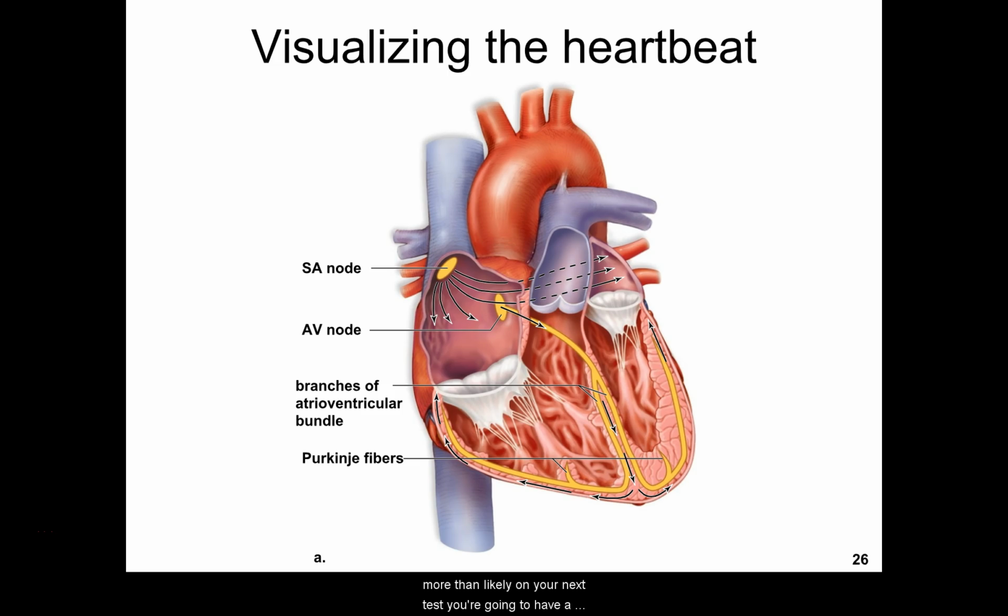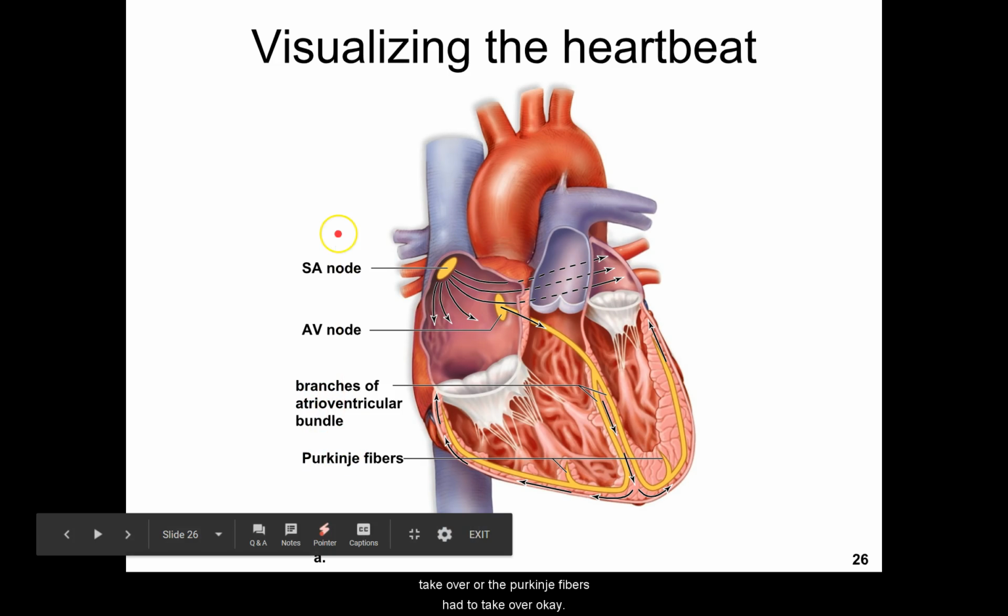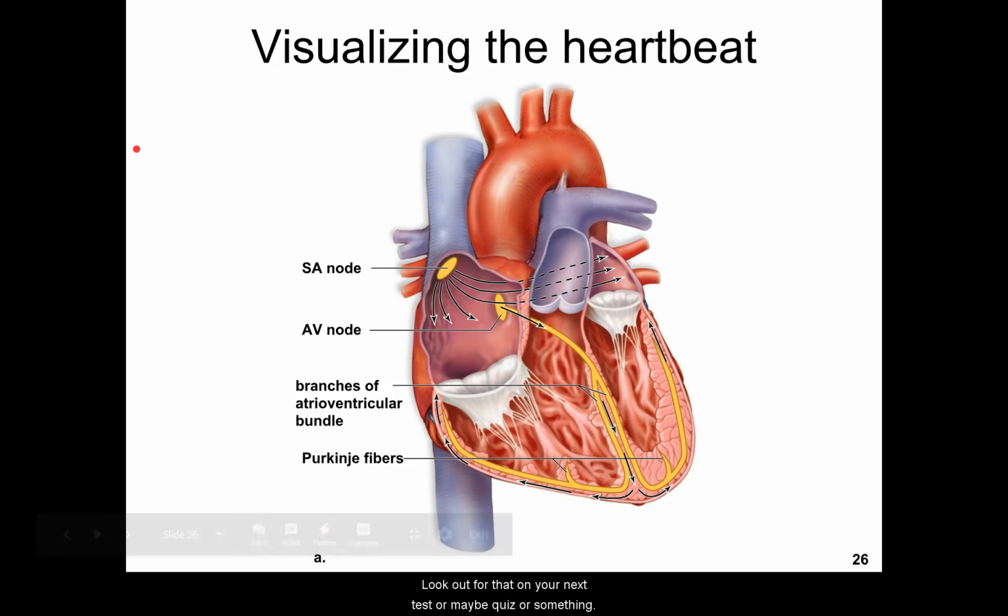And more than likely on your next test, you're going to have a question where you have to, I don't know, maybe look at an EKG or maybe look at a pulse rate and figure out, well, what's wrong with this person? And the answer will probably be, well, there's some issue with the SA node. The SA node is not sending those signals out, and so the AV node had to take over, or the Purkinje fibers had to take over, okay? So look out for that on your next test, or maybe a quiz or something.